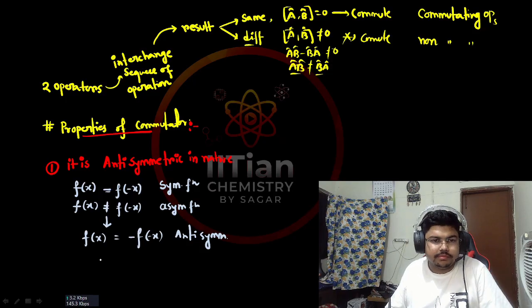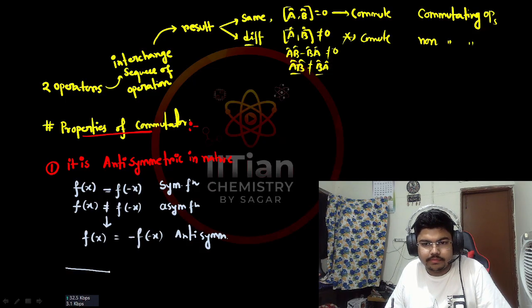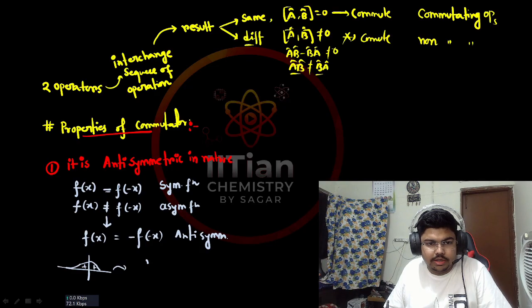For example, graphically, if it is a symmetric function, its corresponding graph will show like this. This is plus, this is minus. So it was symmetric, it is anti-symmetric. Okay.